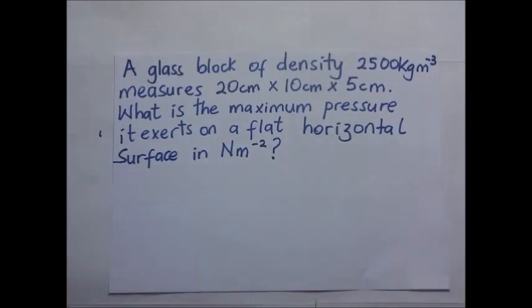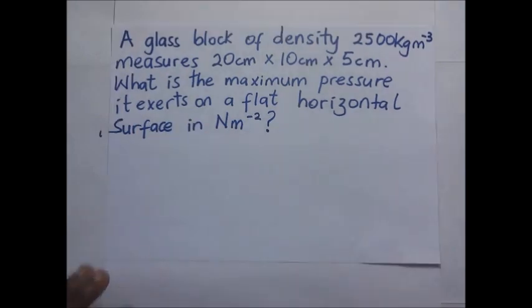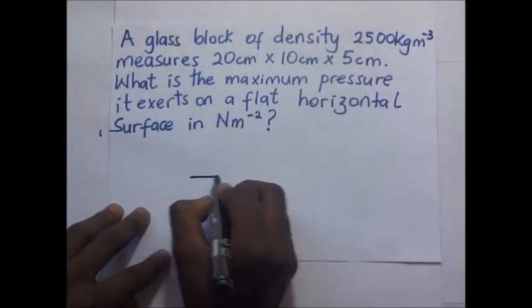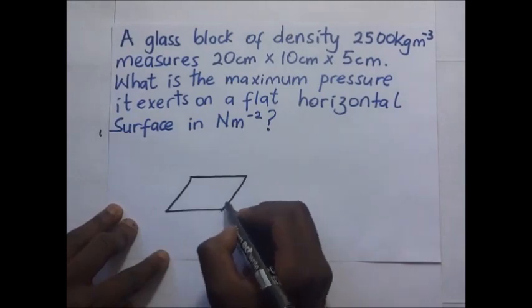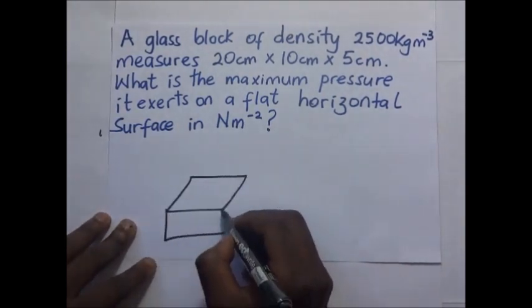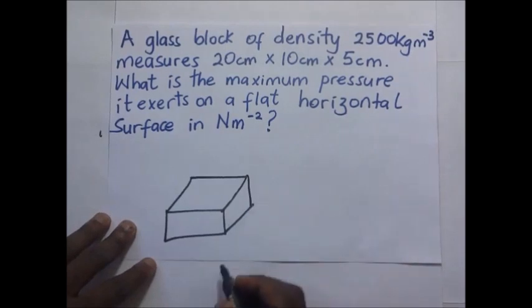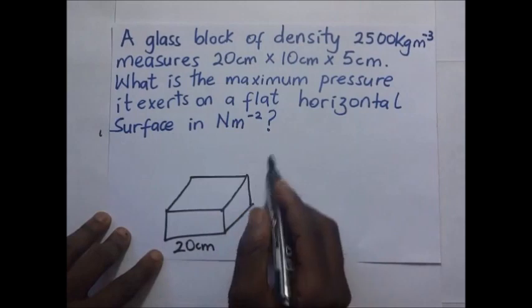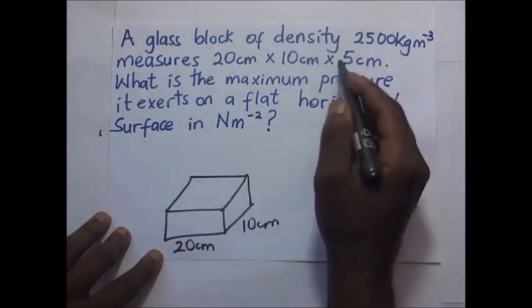A glass block of density 2,500 kilograms per meter cubed measures 20 centimeters by 10 centimeters by 5 centimeters. What is the maximum pressure it exerts on a flat horizontal surface in newtons per meter squared? Let's draw a sketch for this. So if this is our block, the glass block, it is having 20 centimeters right there by 10 by 5 centimeters.